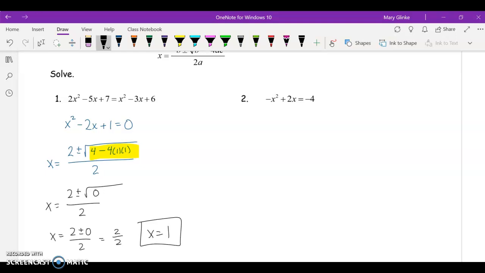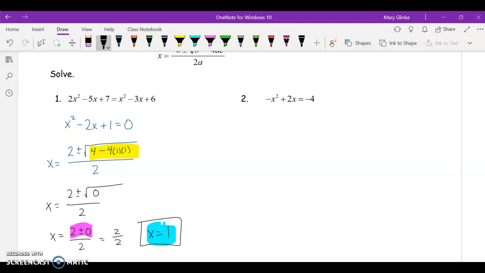So we end up with just one solution here, because when we actually do 2 plus 0, we get 2, and when we do 2 minus 0, we still get 2. So we end up with just one solution. Let's check out a different case.